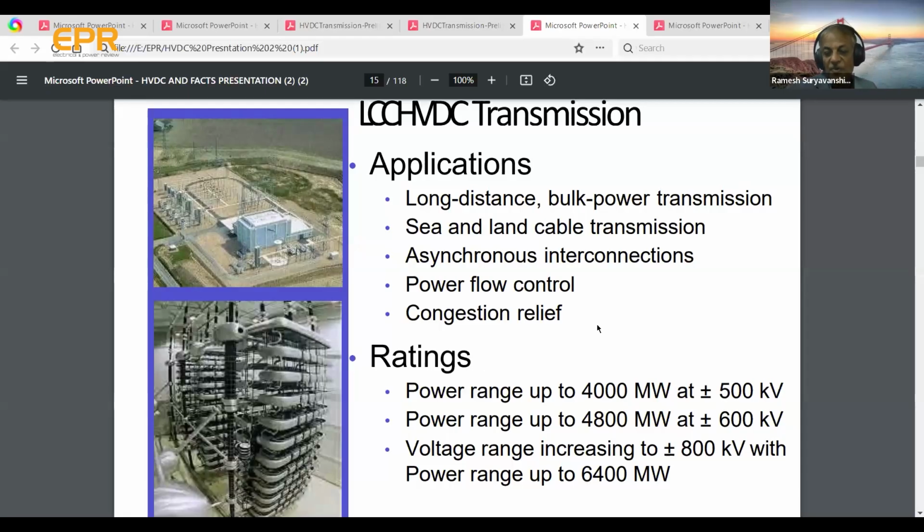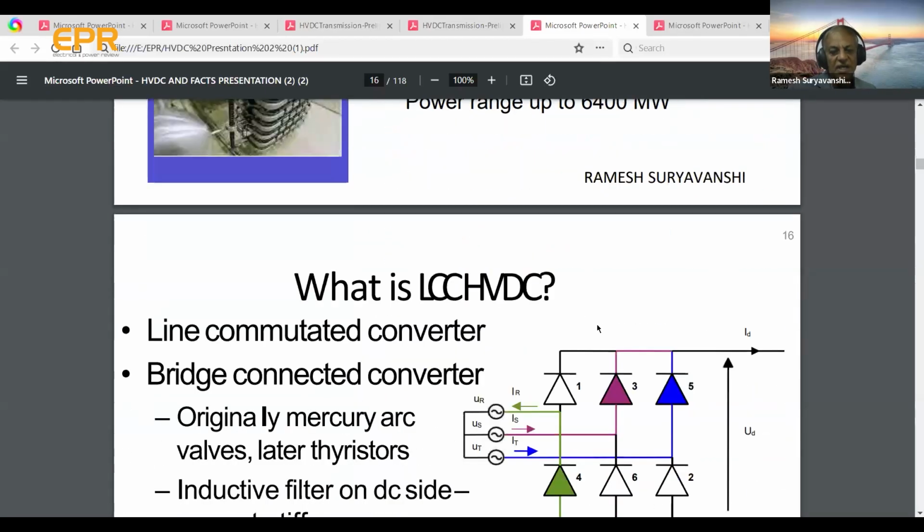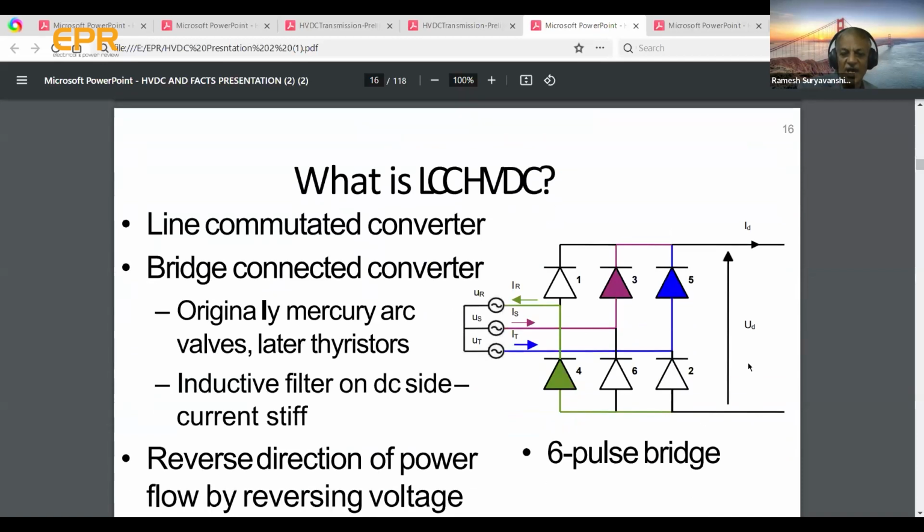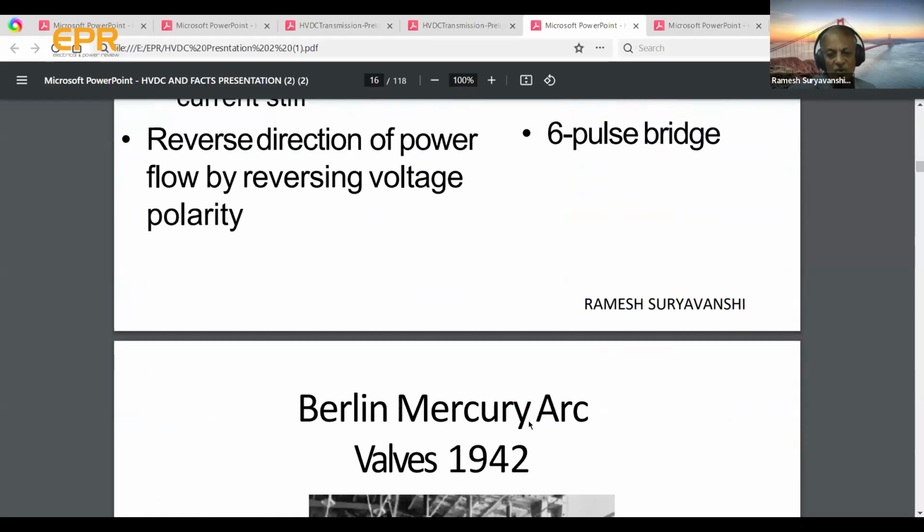Now, I have given the distance and the sea and land cable transmission power ratings. They range from 4,000 megawatt at plus or minus 500 kV, to 4,800 megawatt at plus or minus 600 kV, and at 800 kV we have in Agra 6,400 megawatt. So now, how does the LCC look, what are the converters? This. Now you can see these thyristors. Now we don't have mercury, we have powerful thyristors, 6 pulse. It looks like this, okay?